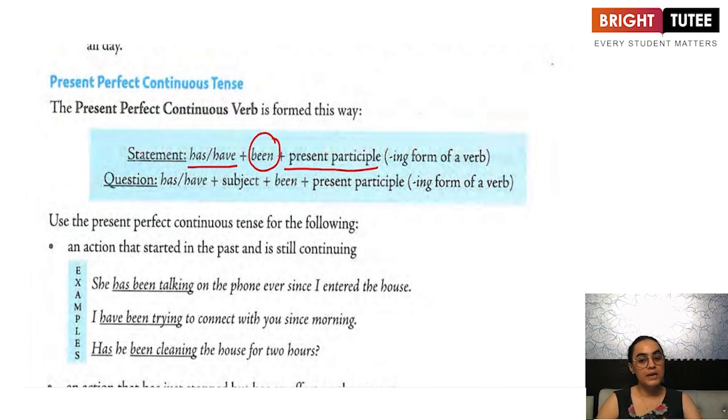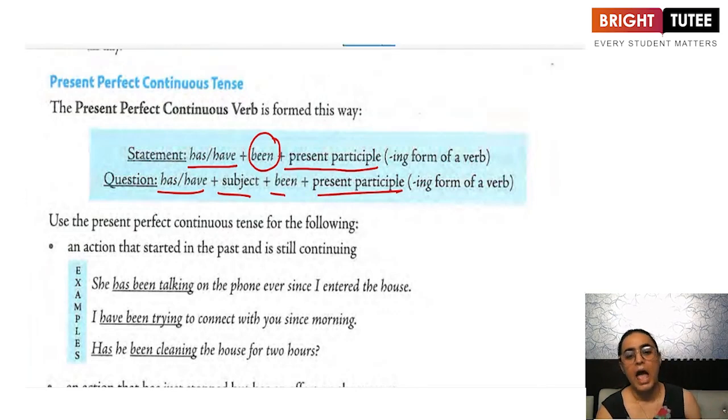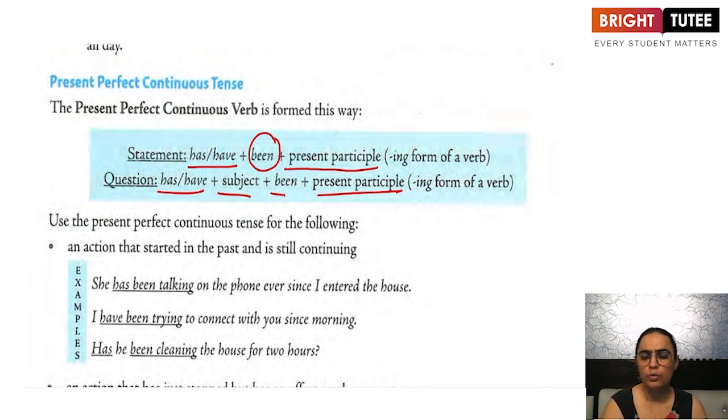And if I wish to make an interrogative sentence out of that, a question sentence, so has or have plus the subject plus been and the ing form of the verb. Have you been working late at night? Has she been sleeping till late in the morning? Have they been working together now? And so on and so on.